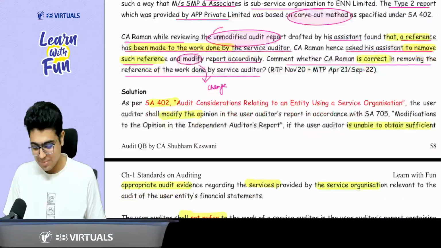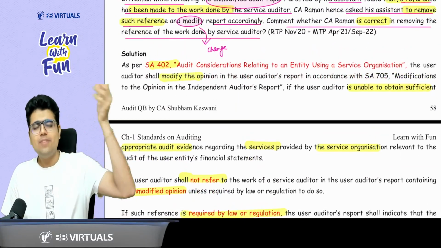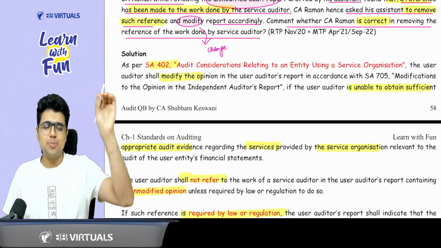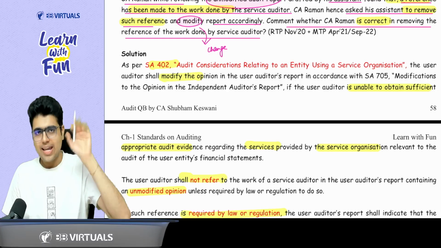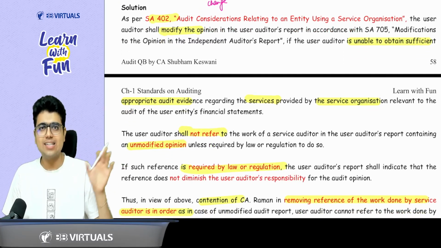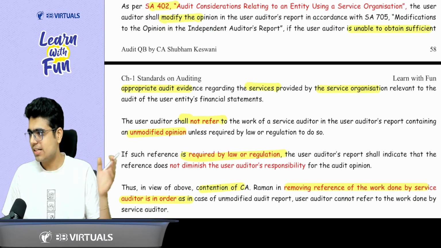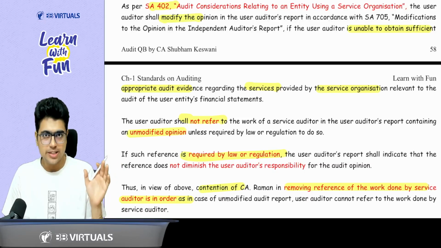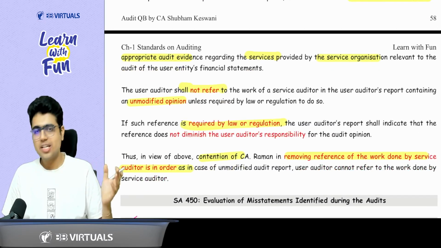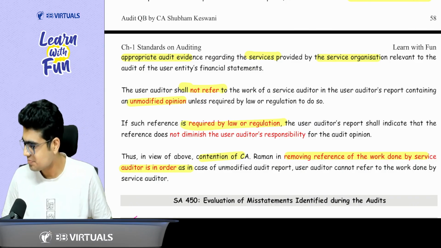So this is what you need to comment as per SA 402. Just write about the reporting part. Modify the opinion if you don't get sufficient and appropriate evidence. In case of unmodified opinion, don't refer to the work unless required by law or regulation. Even if it is required, give a reference that it does not diminish the auditor's responsibility. So the contention of CA Raman in removing the reference is absolutely correct.